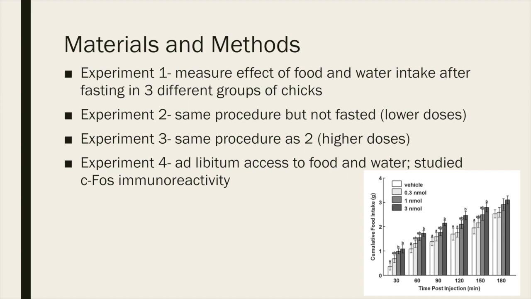Experiment 2 followed the same procedures but measured the food and water intake of chicks that were not fasted prior to injection with lower doses of XPN. Experiment 3 had identical procedures to Experiment 2 but the chicks were injected with high doses of XPN. In Experiment 4, chicks either received 0 or 1 nanomoles of XPN and were allowed ad libitum access to food and water. After injection, the chicks were anesthetized and the brains were removed and cut into coronal sections to observe the different nuclei in the hypothalamus and their contribution to c-Fos immunoreactivity.